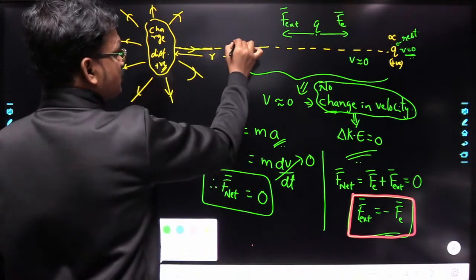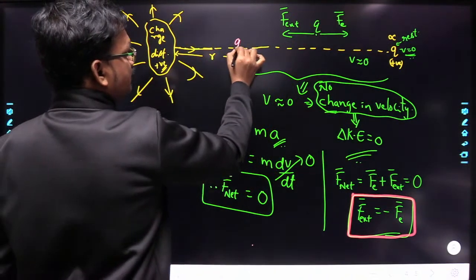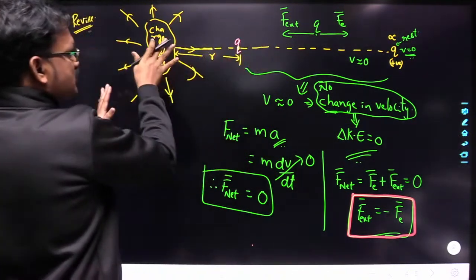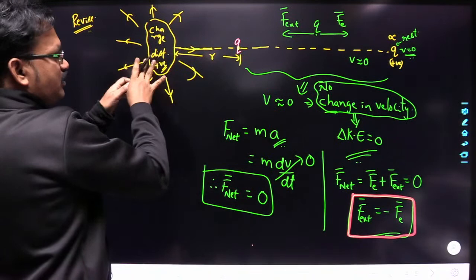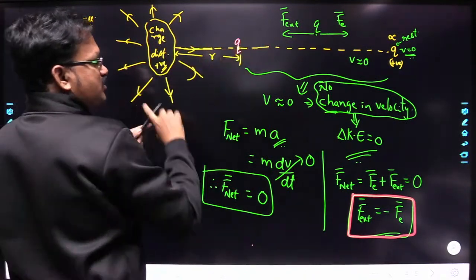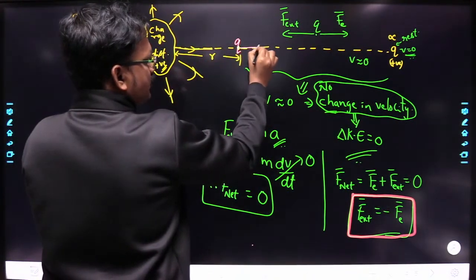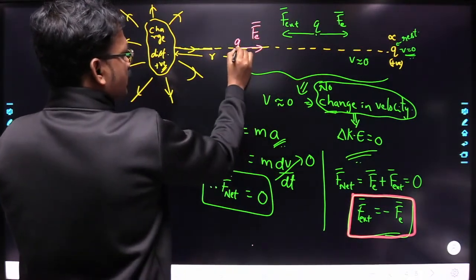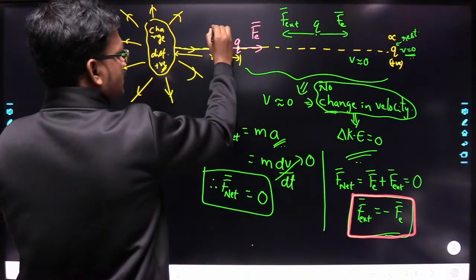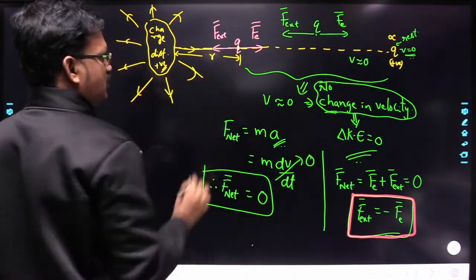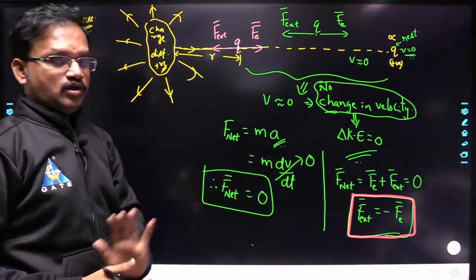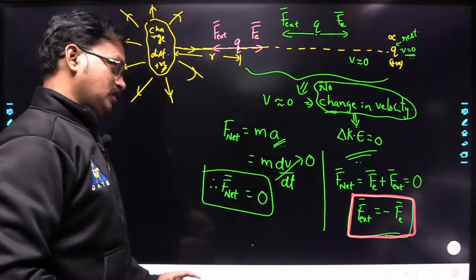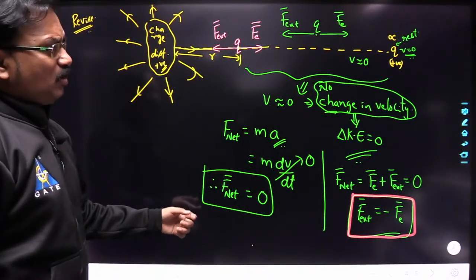Now, I have moved the charge from infinity to this point, so the charge is located at this point. What are the forces acting on this charge? One is the electrical force. This charge distribution sets up an electric field here, so the field force Fe acts in this direction, and the external force acts in this direction. The net force on the object must be equal to 0, so F external must be equal to minus Fe. Understood?